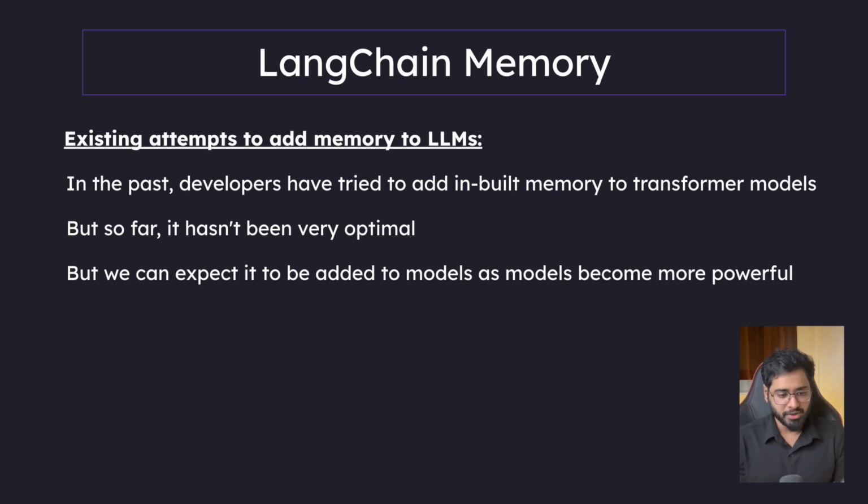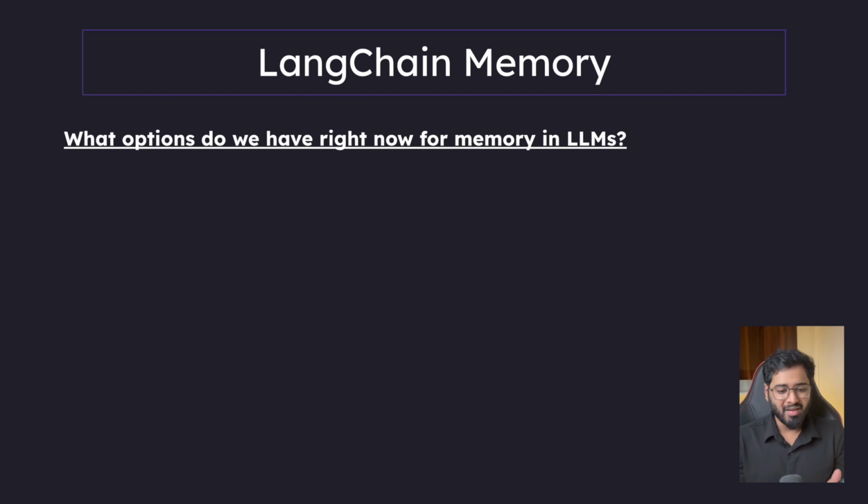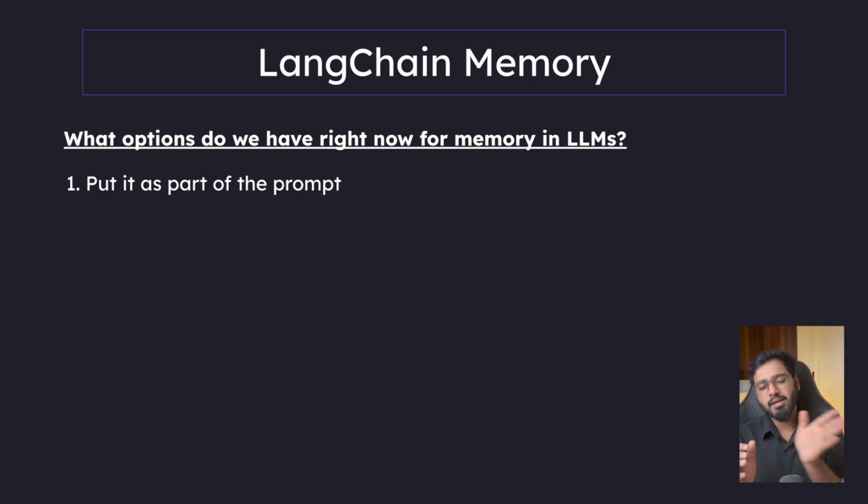So what options do we have right now for memory in LLMs? Firstly, put it as part of the prompt. Whenever you are asking a question to the LLM, there could have been several back and forth conversations that happened in the past. You can add all of that history to the LLM in the prompt itself, so that it will be able to answer in a much more informed way.